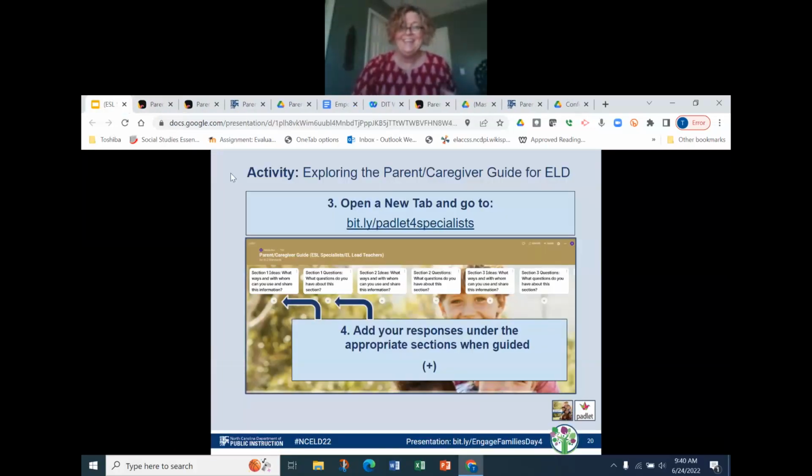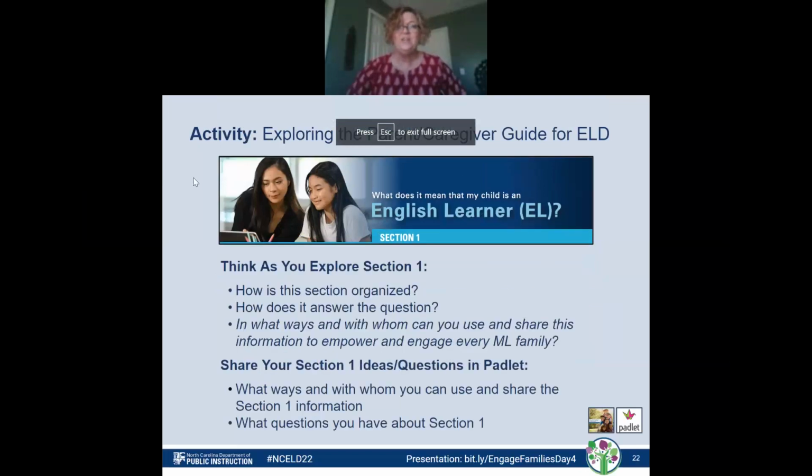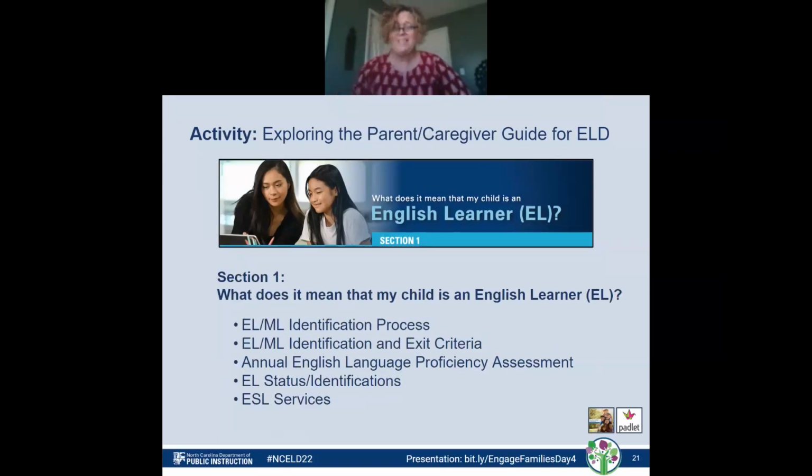Okay. We're going to start by exploring section number 1. If you'll go to the section 1 tab, yes, exactly. As we said before, section 1 is going to answer the question, what does it mean that my child is an English learner? We just want you to know what you're going to be looking at. You're going to be looking at the EL/ML identification process, the enter/exit criteria, the annual assessment information, status, and services. We'll meet you back here in 3 minutes as you explore.